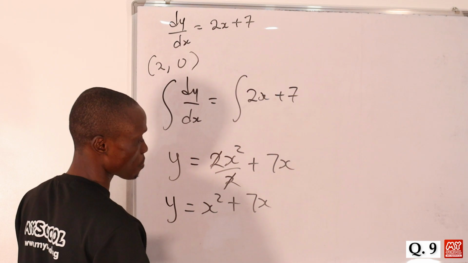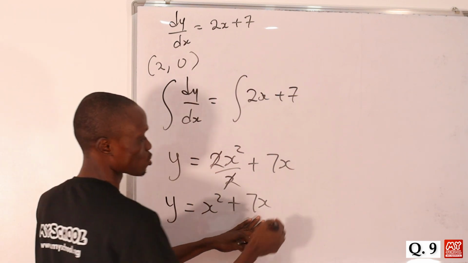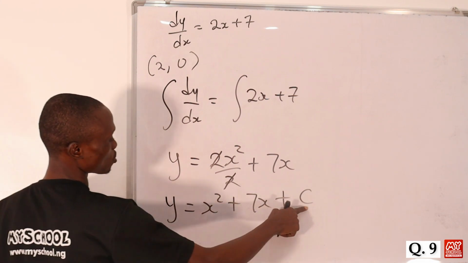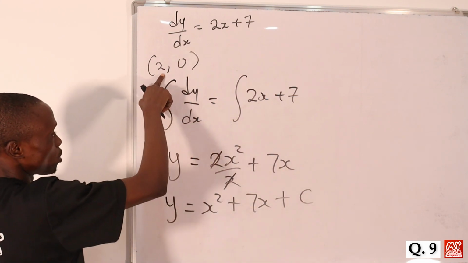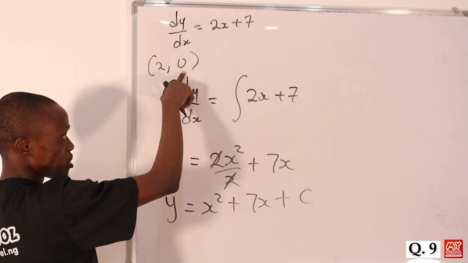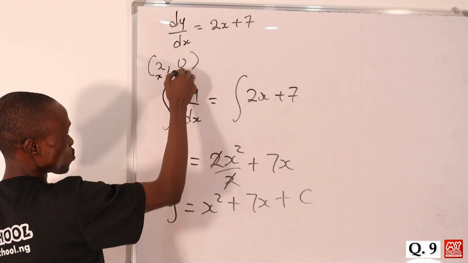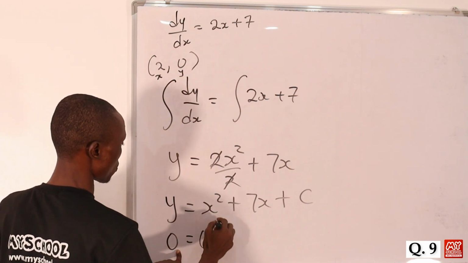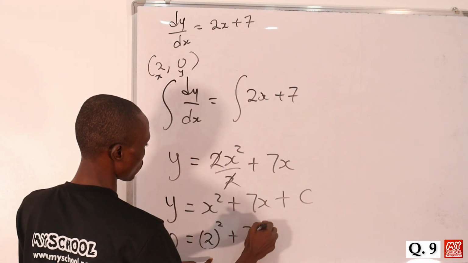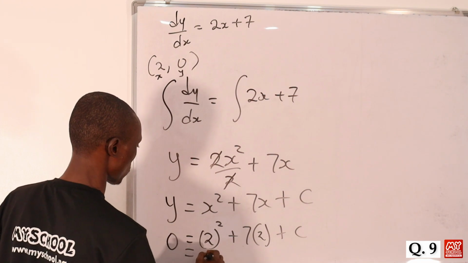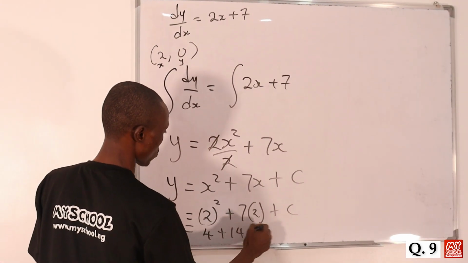Of course, remember that we are dealing with an indefinite integral, so we have to introduce a constant c, okay? So now in order for us to get the value of c, we have to replace x with 2 and replace y with 0, because this is x and this is y. So here we'll be having 0 and here we'll be having 2. So 2 raised to power 2, then plus 7 times 2 plus c. So this will be equals to 4 plus 14 plus c.